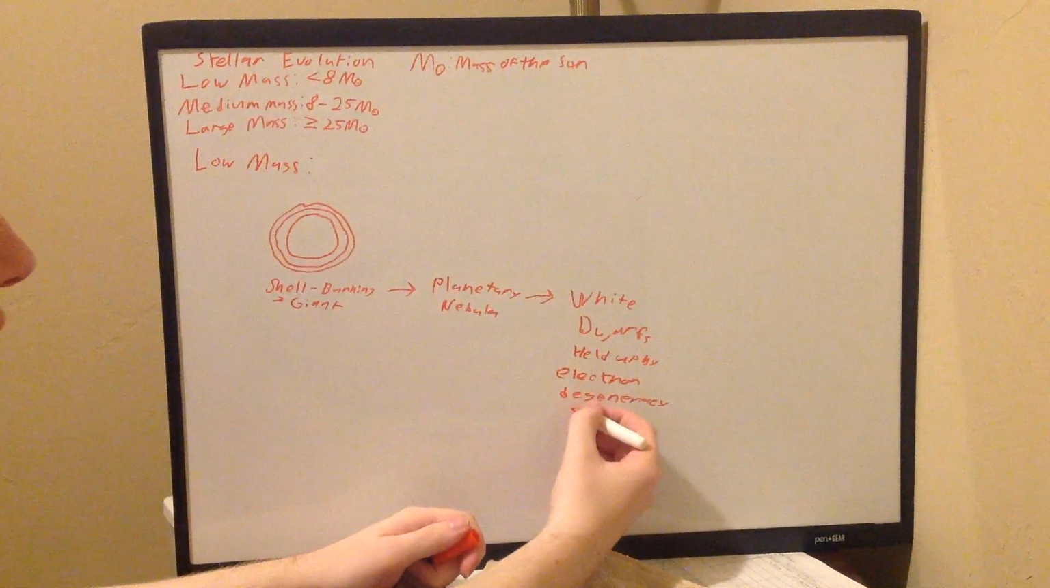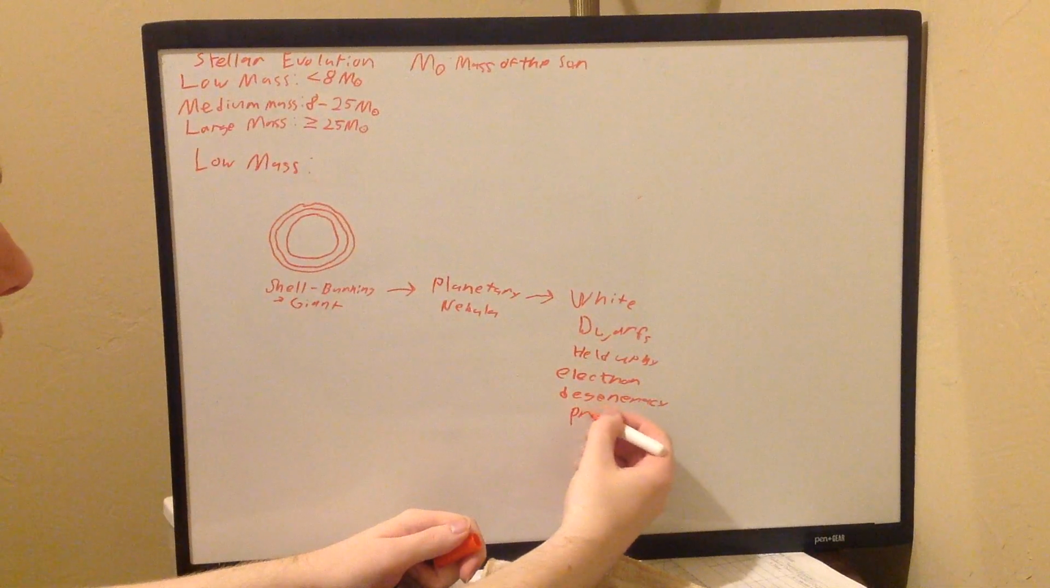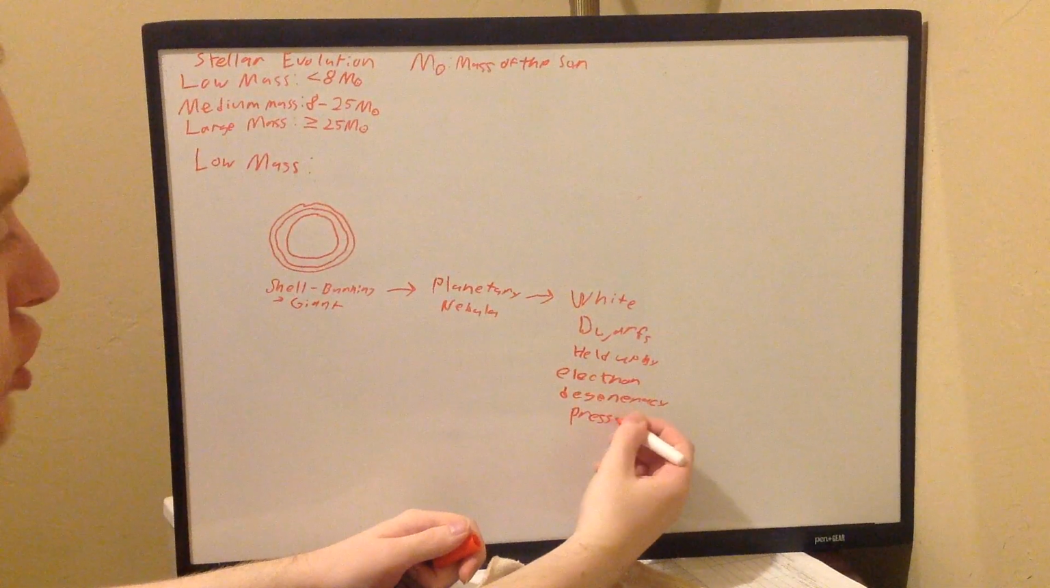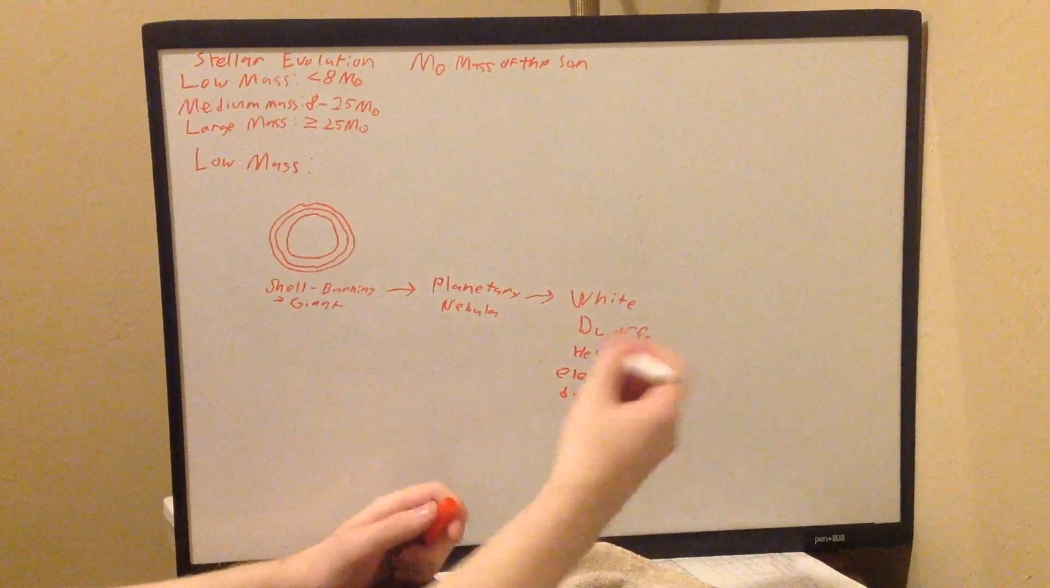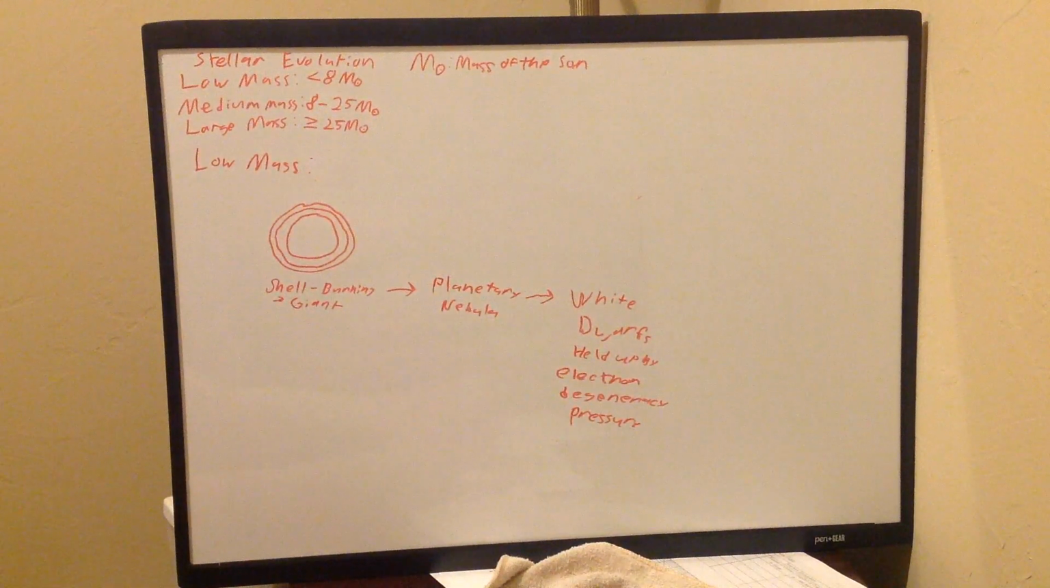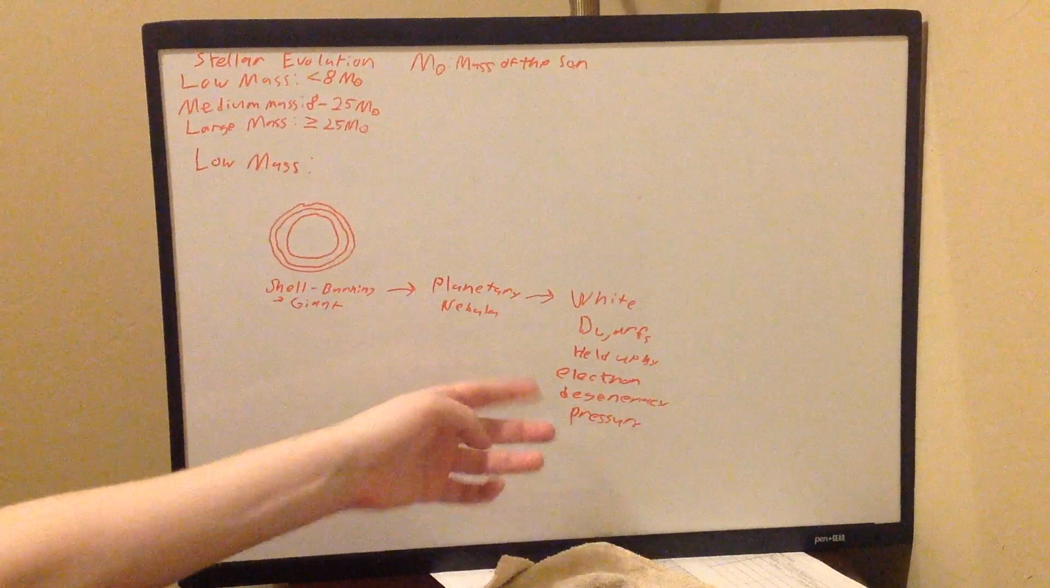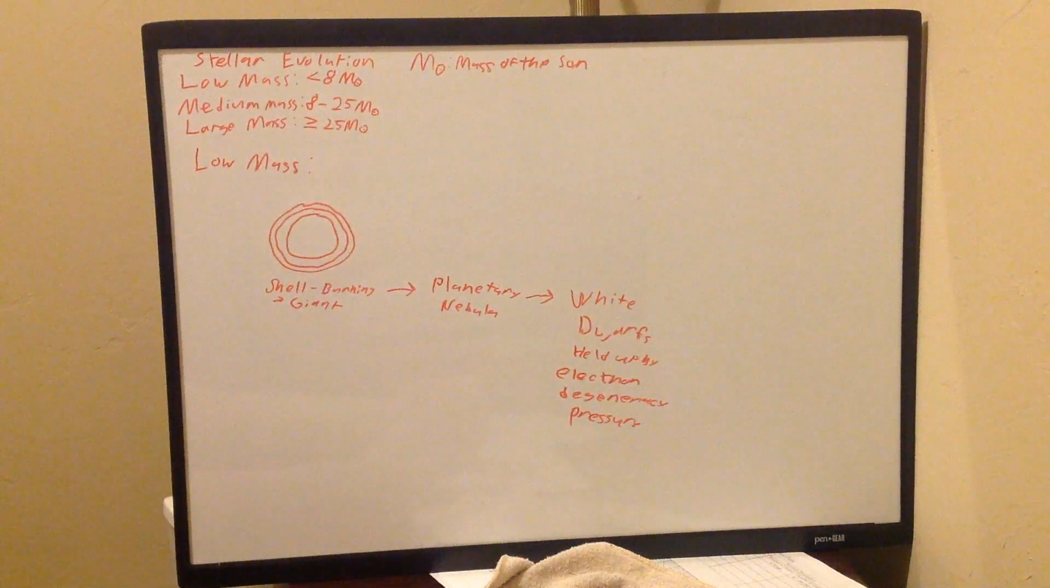And the word degeneracy in this comes from, in quantum mechanics, degeneracy means two things being in the same state. So electrons resist being in the same state as other electrons that are near them, and this resistance creates a pressure, a very strong pressure, which is what holds up white dwarfs.